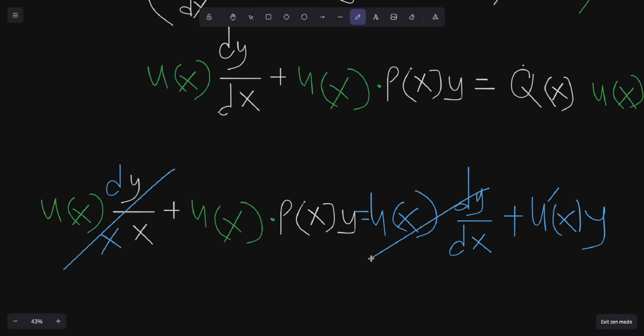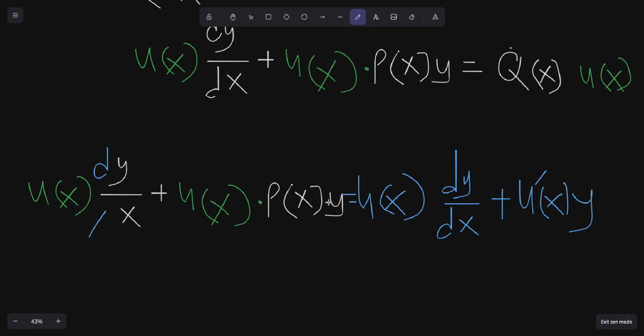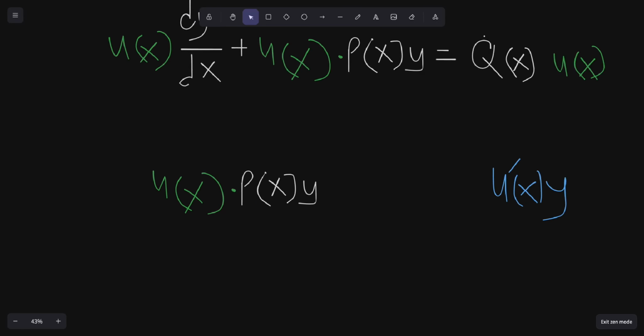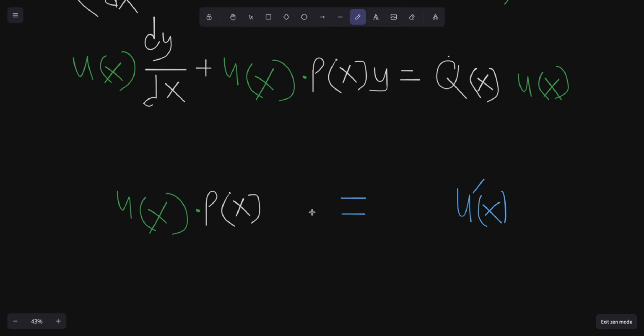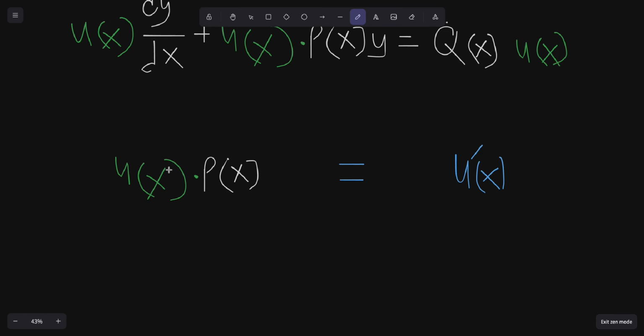Notice how this first term just completely cancels out. So we don't even need that first term because it just cancels out. And guess what? We also don't need the y's, right? Because we could just divide by y on both sides, assuming it's not equal to 0. And then we just end up with u of x times p of x has to be equal to u prime of x, right? After some simplifications. And we can solve for u of x.